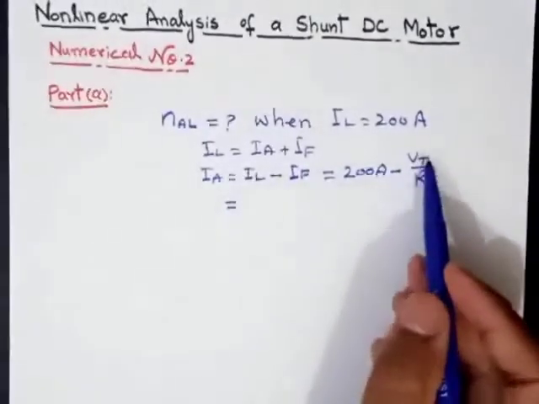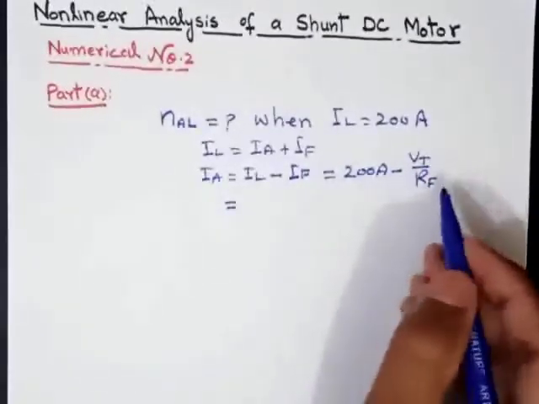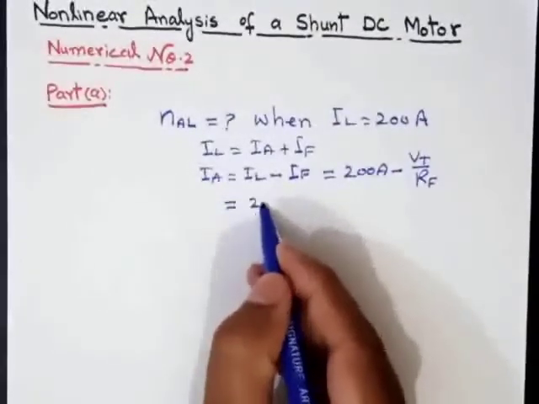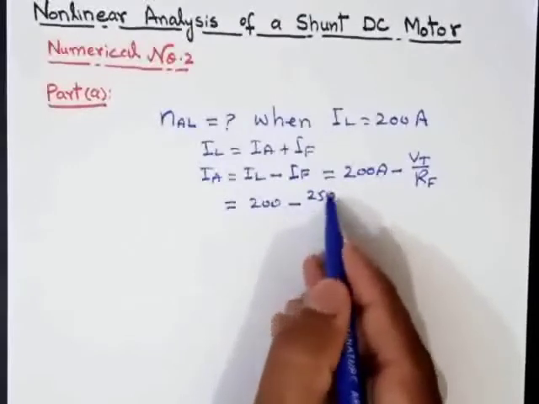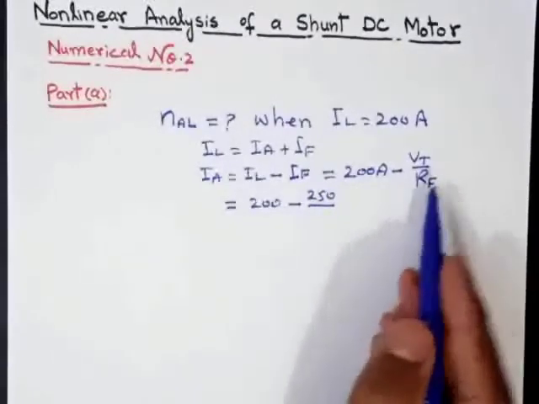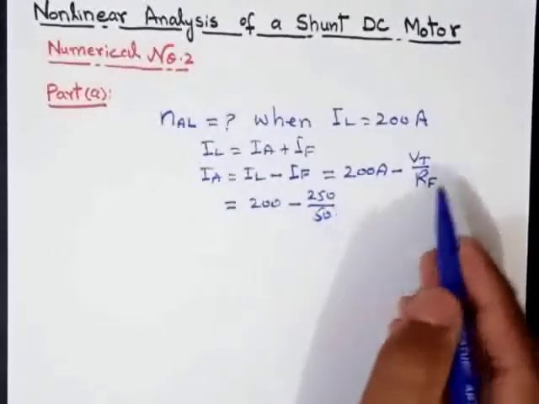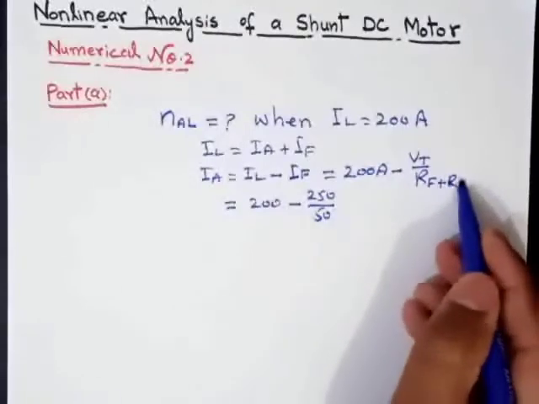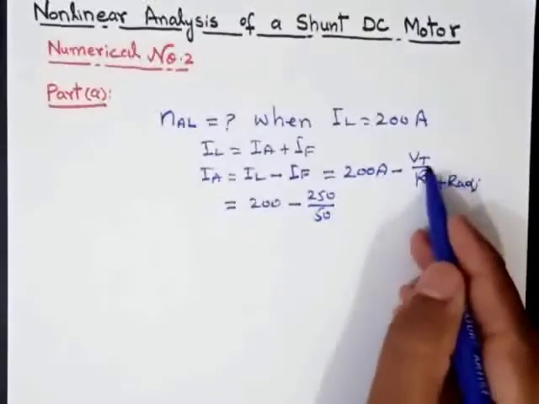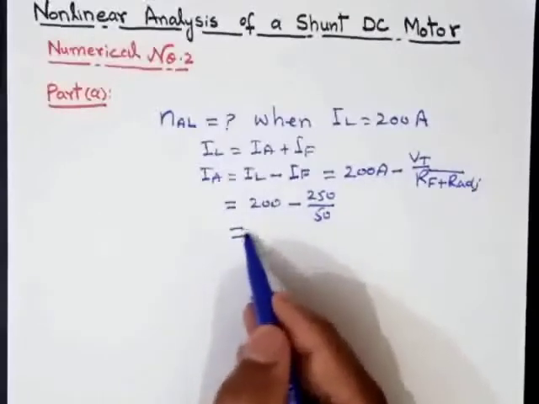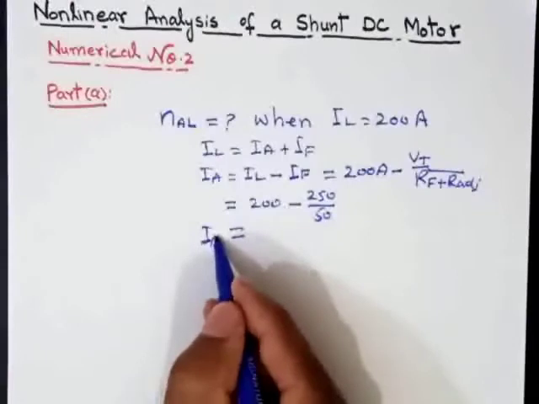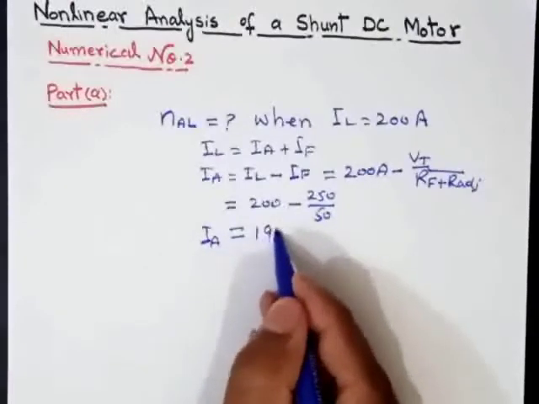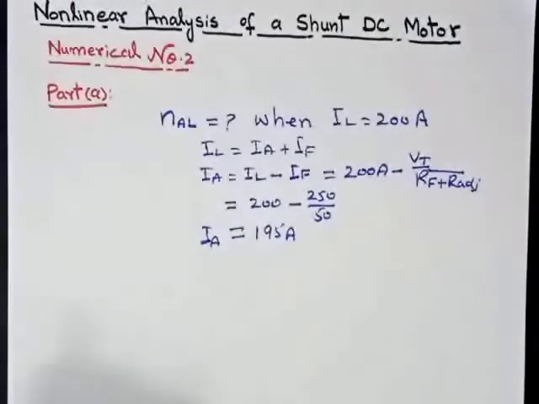Putting the values of VT and RF in this equation, we get 200 minus, with VT equal to 250 volt and RF equal to 50 ohm. RF means RF plus R adjustable or R variable. By solving this equation, we get IA is equal to 195 ampere. This is the value of the armature current.